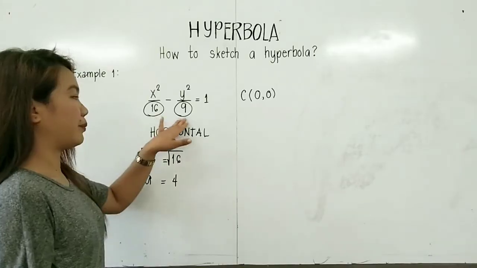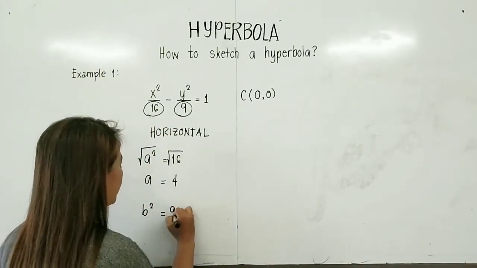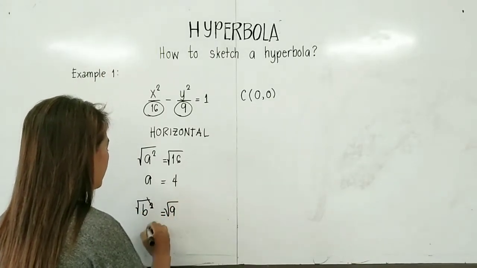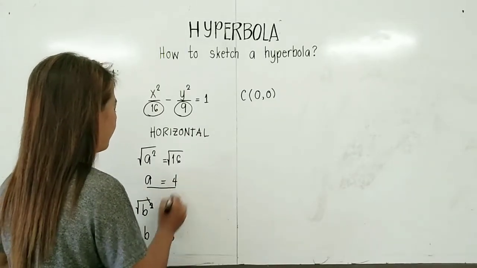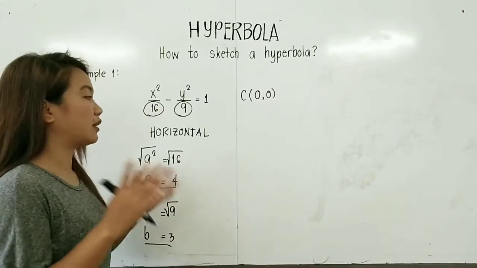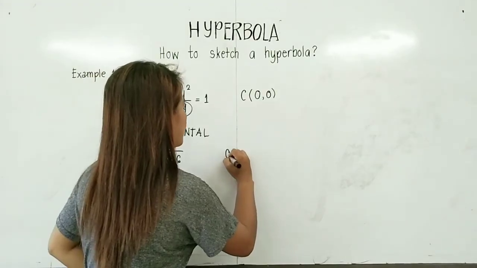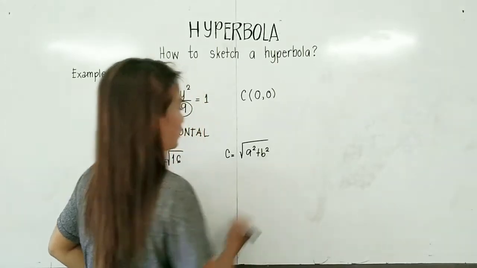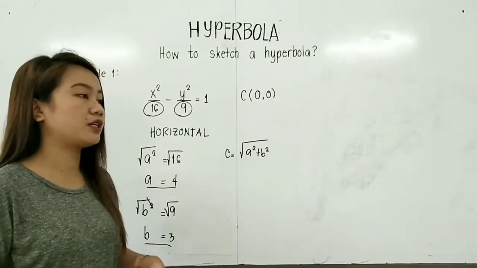So if this is a, our b squared is positive 9. So b squared is positive 9. Get the square root. So the answer is positive 3. So our a is 4 and our b is positive 3. Now, in order for us to get the value of c, we will use the formula c is equal to the square root of a squared plus b squared.